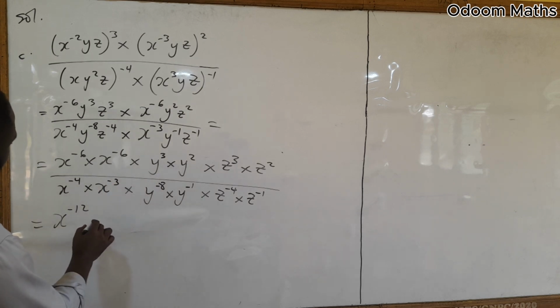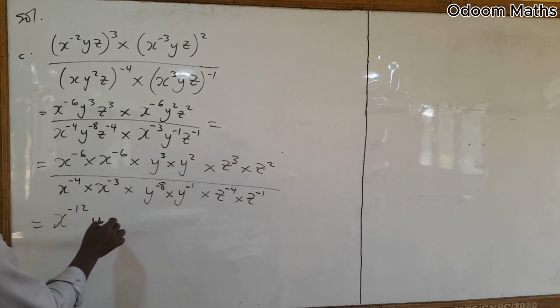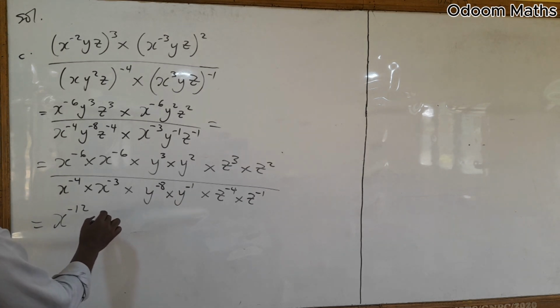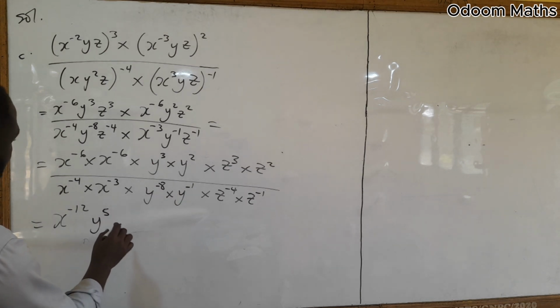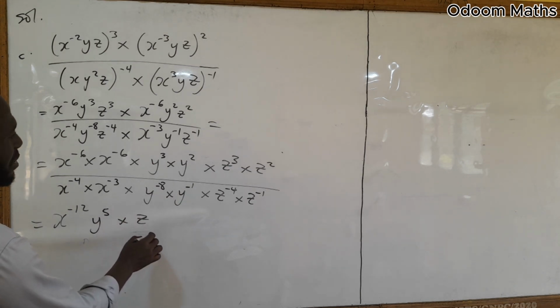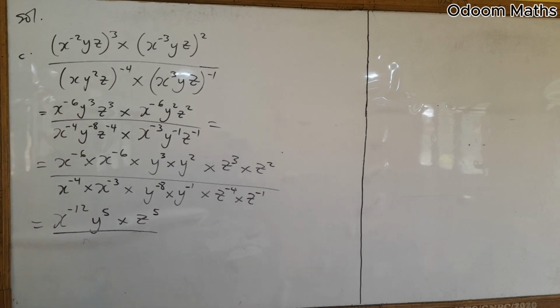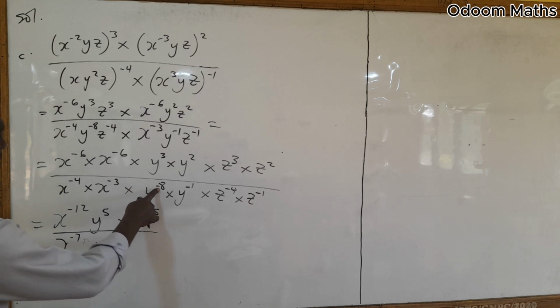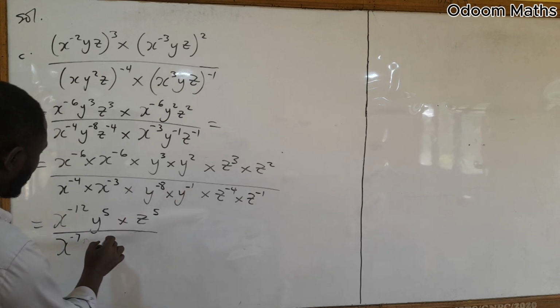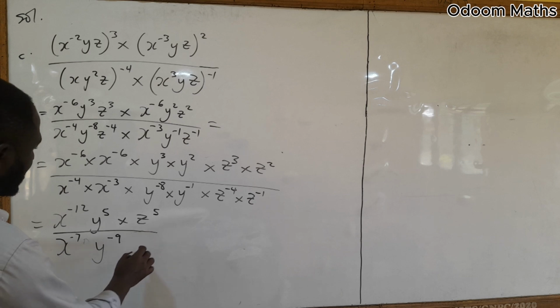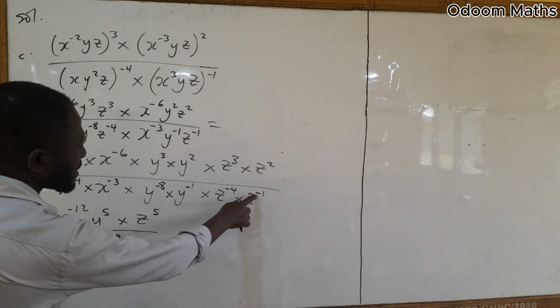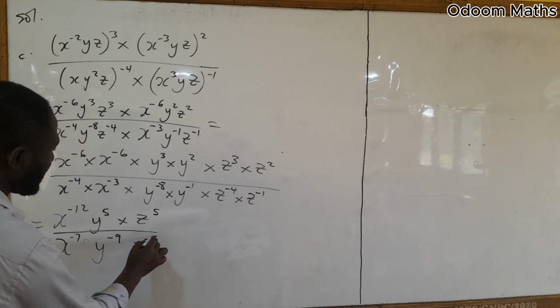Then this is y to the 3 plus 2, which is 5. Then times z to the 3 plus 2, which is also 5, all over. Now this is going to be negative 4 plus negative 3, which is x to the negative 7. Then y negative 8 plus negative 1 is also to the negative 9. Then z negative 4 plus negative 1 is negative 5.